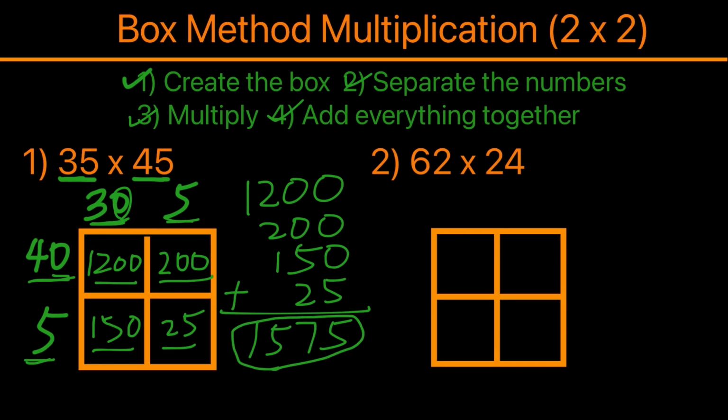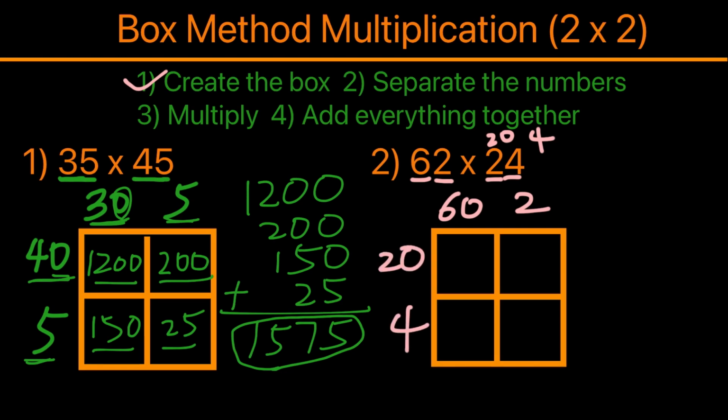Alright, now we're moving on to the second example. We have 62 times 24. Going through the same process, we have already created a box. So that part's done. Now we got to separate the numbers. So we have 6 and 2. So this is 60 and then this is 2. So we put 60 and then 2. Next, we have 24. So we have 20 and then we have 4. So we'll put 20 here and 4 here.